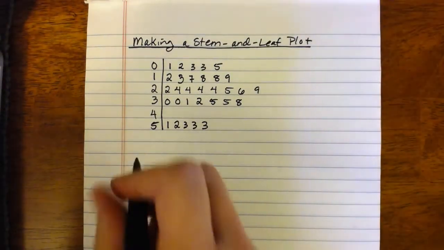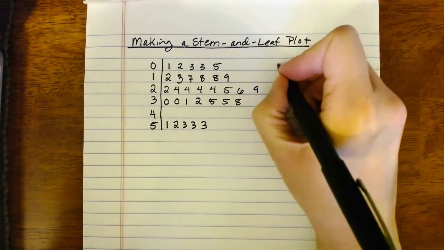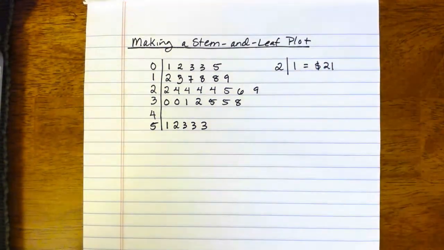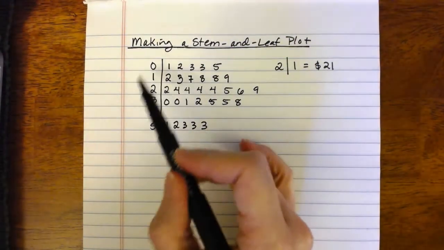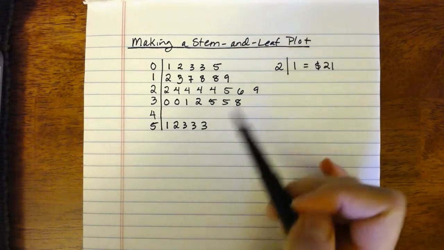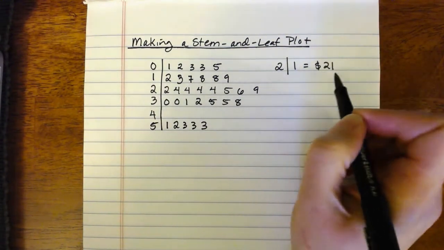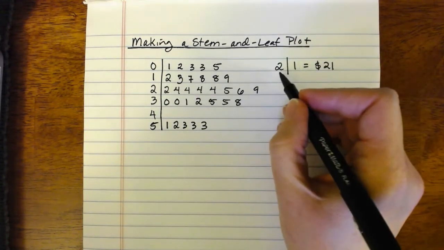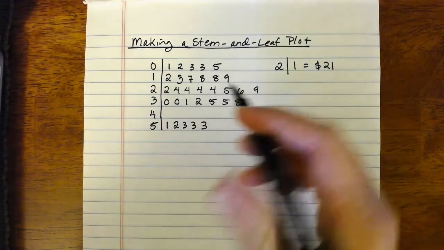Maybe this is representative of dollars, and we have something off to the side that says 2 vertical bar 1 equals $21. So there are two essential pieces of the stem and leaf plot. This part is the stem and leaf plot itself. This part is what's called the legend, and this essentially tells you how to interpret the stem and leaf plot. It tells you the place value of what you're looking at.